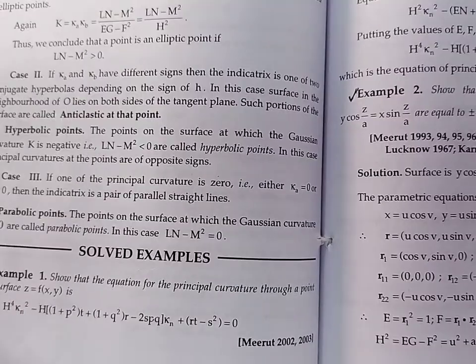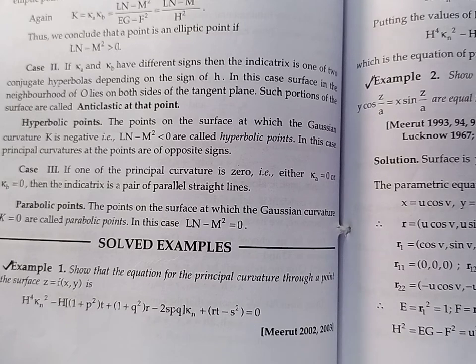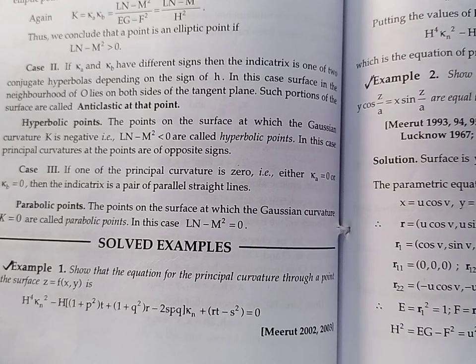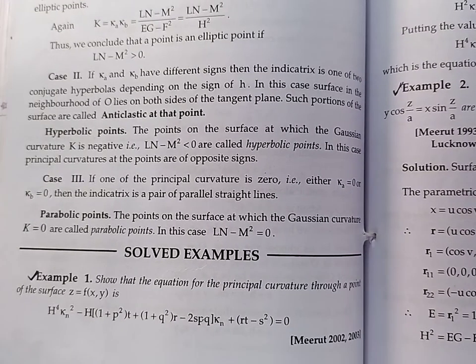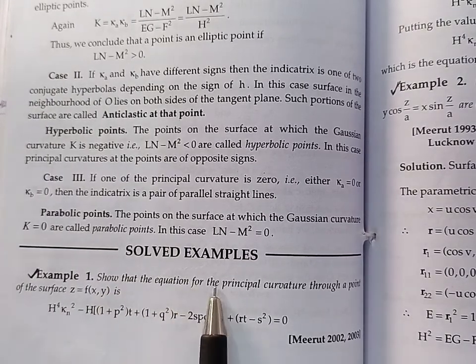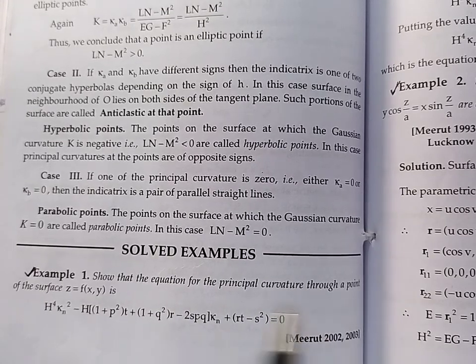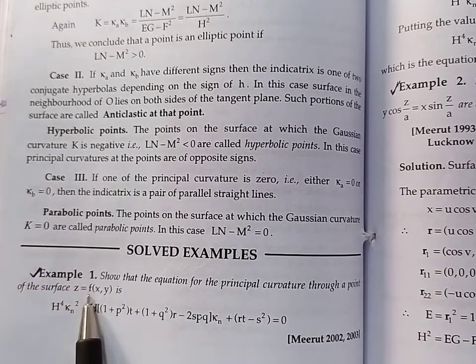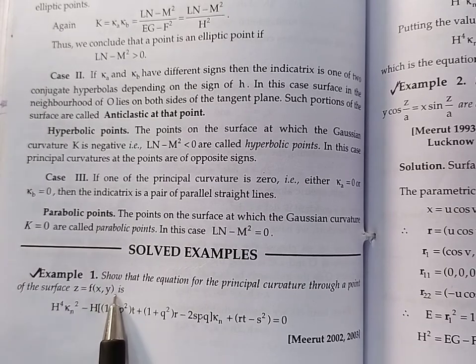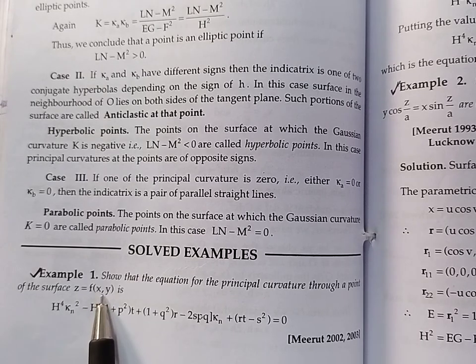Good morning, students. Today we will discuss some examples based on the equation of principal curvature, lines of curvature, and Gaussian curvature. So the first example is, show that the equation for the principal curvature through a point of the surface z equal to a function of x, y. This kind of surface is called Monge's surface.